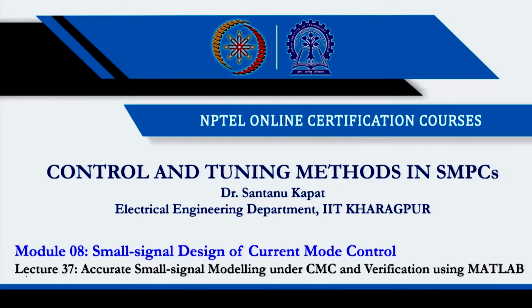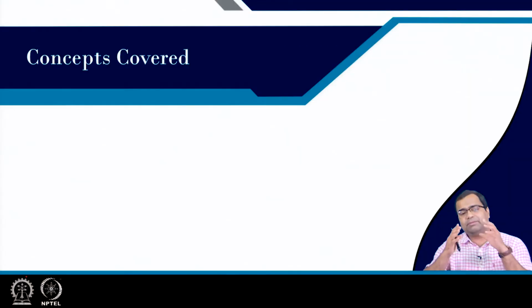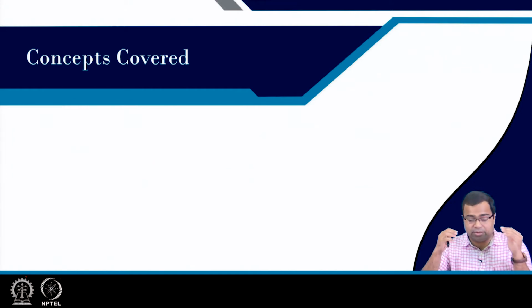Welcome back. This is lecture number 37. In this lecture, we are going to talk about accurate small signal modeling under current mode control and verification using MATLAB. In one of the previous lectures, we started with the first order model, that means the impedance analysis with closed current loop.